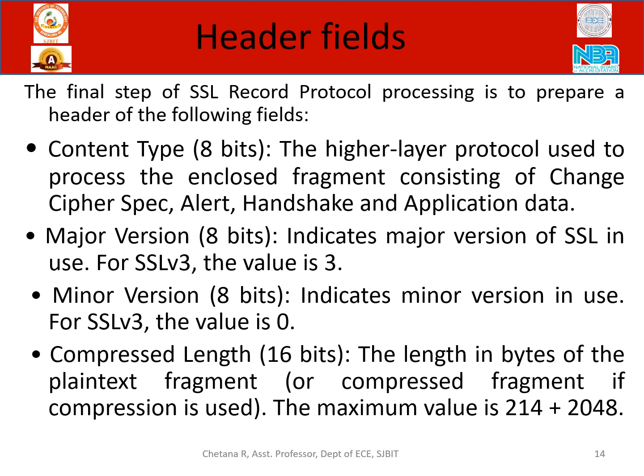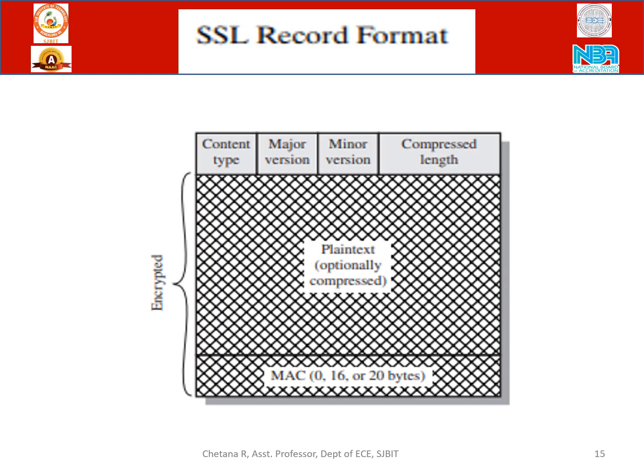Next you have the compressed length. The length in bytes of the plain text fragment is given to be 2 to the power of 14 plus 2048. The header file looks like this, and as I have already told you, this is the encrypted data along with the MAC code, and this has undergone compression earlier, and before compression it has undergone fragmentation. So these are the header files, which comprise content type, major version, minor version and compressed length.